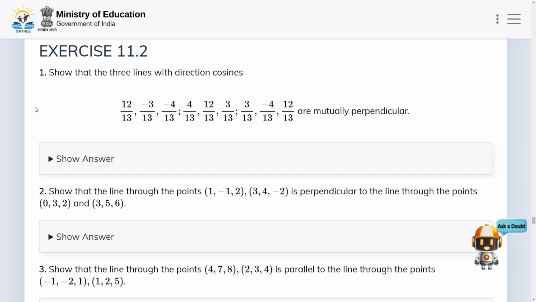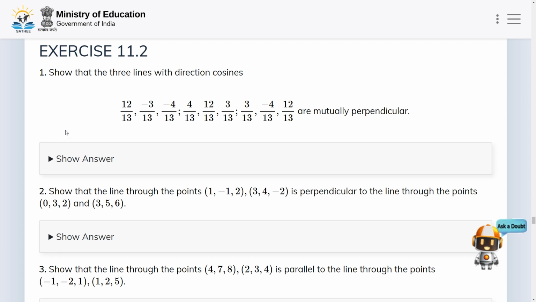In today's session, we will be seeing NCERT exercise 11.2 solutions. The first question of this exercise says: show that the three lines with direction cosines 12/13, -3/13, -4/13; 4/13, 12/13, 3/13; and 3/13, -4/13, 12/13 are mutually perpendicular. You have to show this.